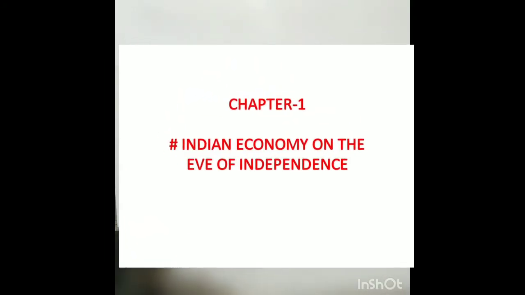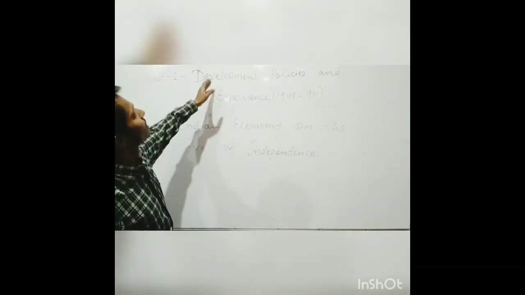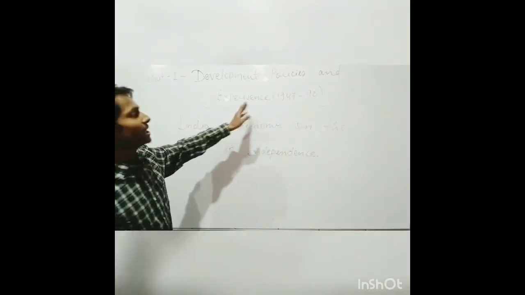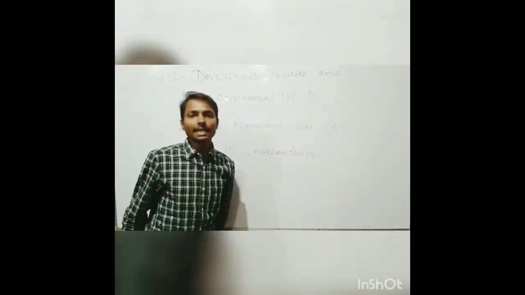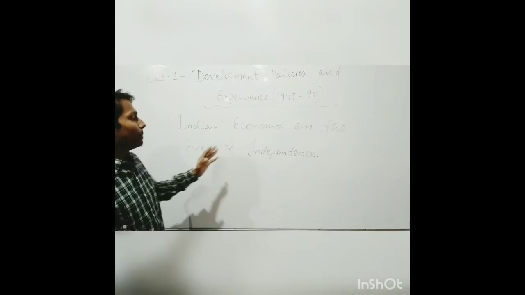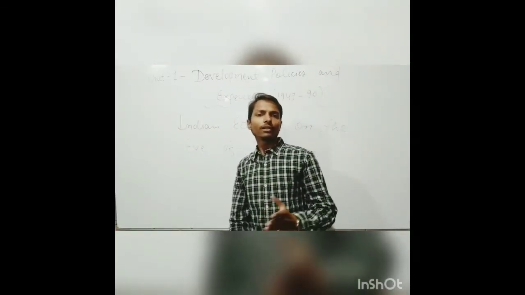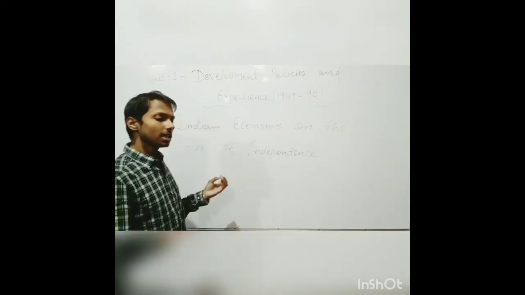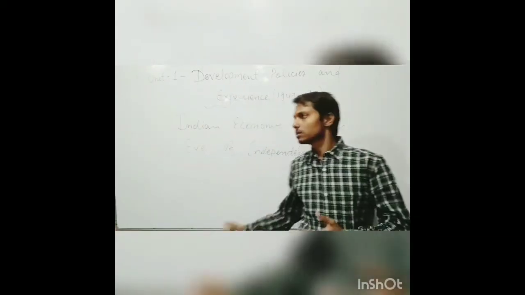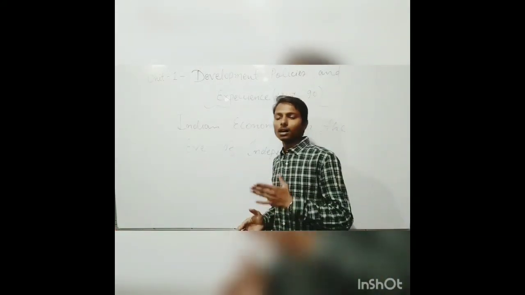Today we start our new unit of Indian economic development, that is development policies and experience 1947 to 90. In this unit we study our first chapter, Indian economy on the eve of independence, in which we study the demographic and geographical conditions. Also, we study the agricultural sector, industrial sector, infrastructure, and other things in this chapter. So students, let's start.